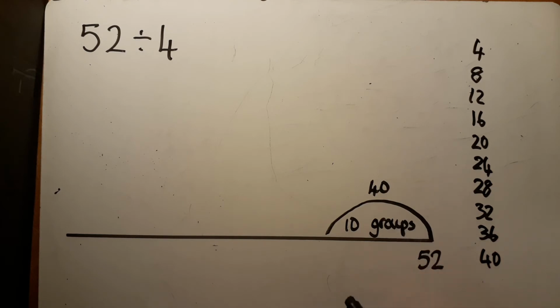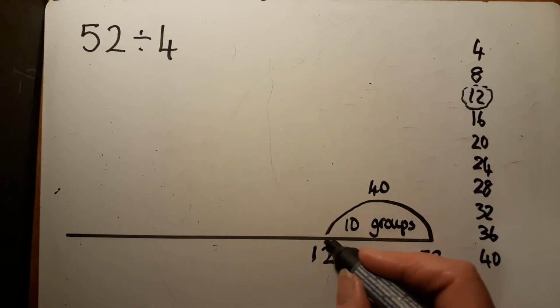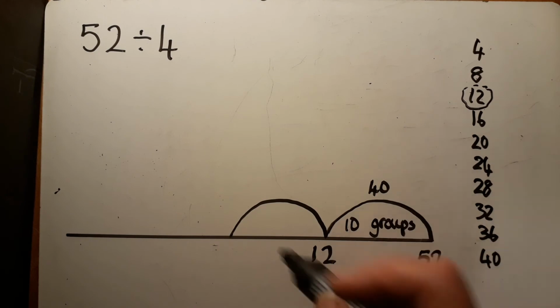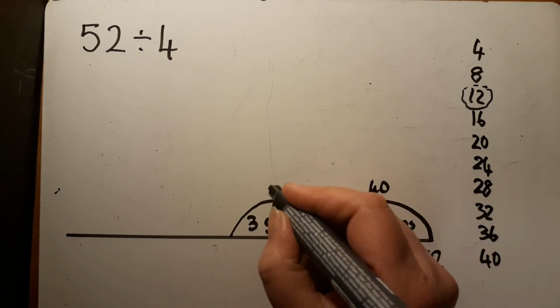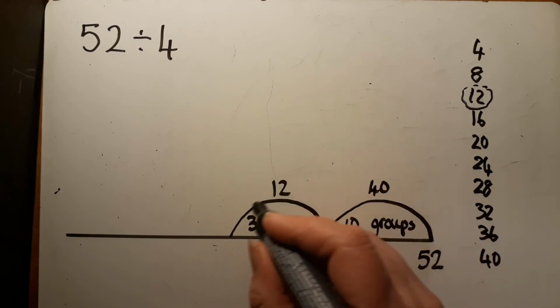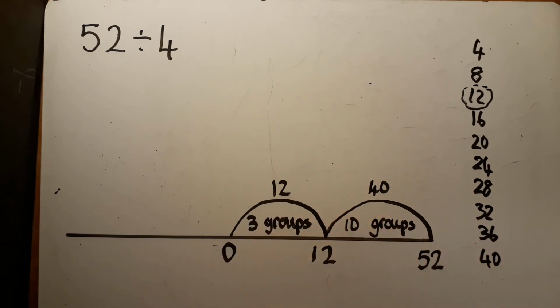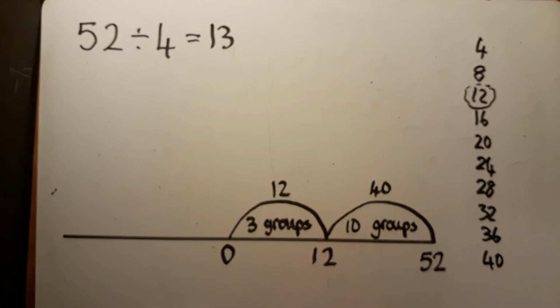I'm going to subtract 4 10s, which will leave me with 1 10 and 2 1s, and 12 is a multiple of 4. So how many 4s? That's 3 groups, and 3 groups of 4 is 12, and that will leave me with 0, no remainders. So how many groups of 4 could I make from 52? I divide it by 4, and that will be 13 groups.